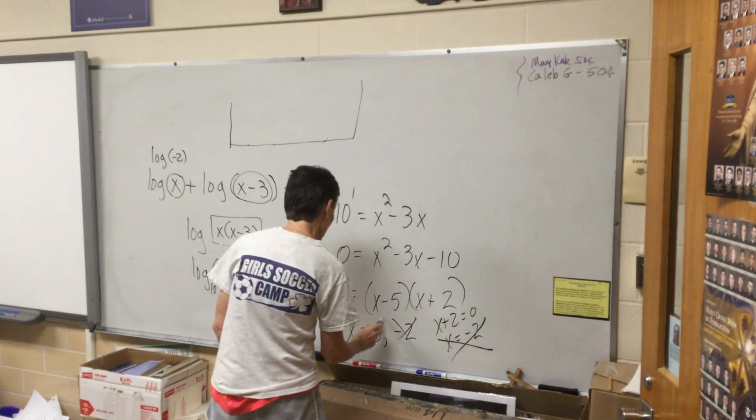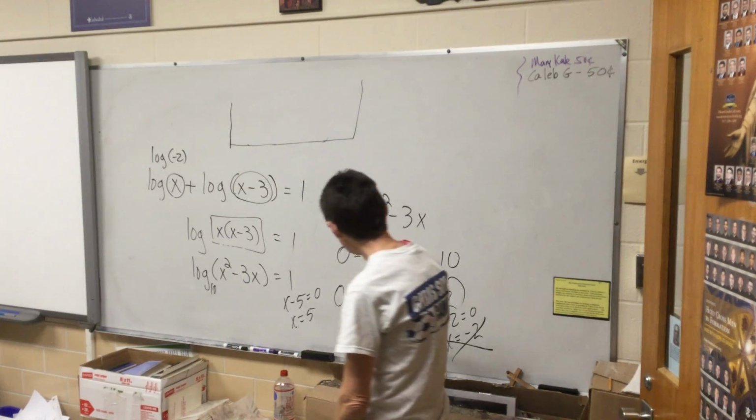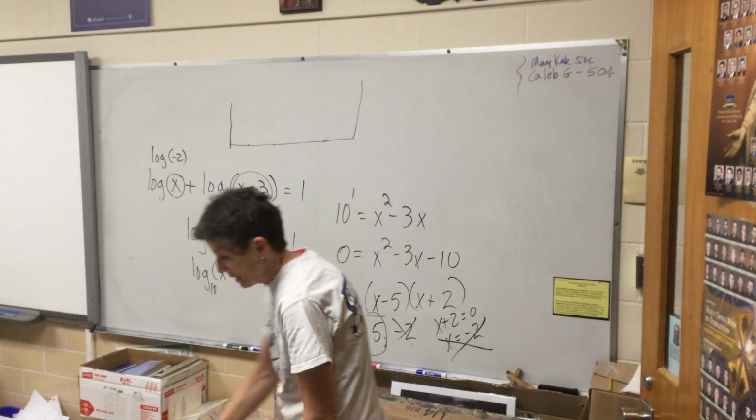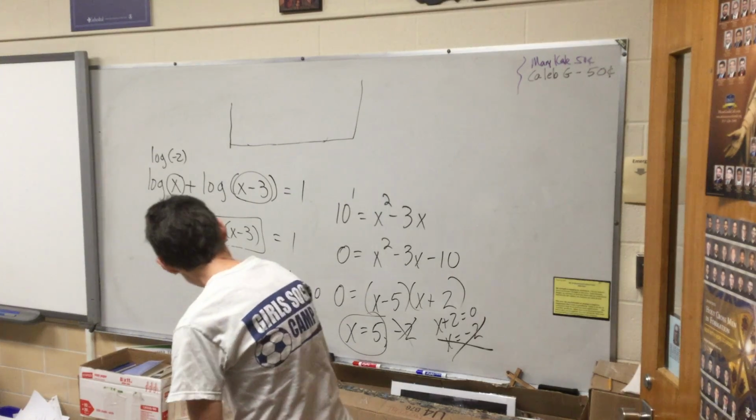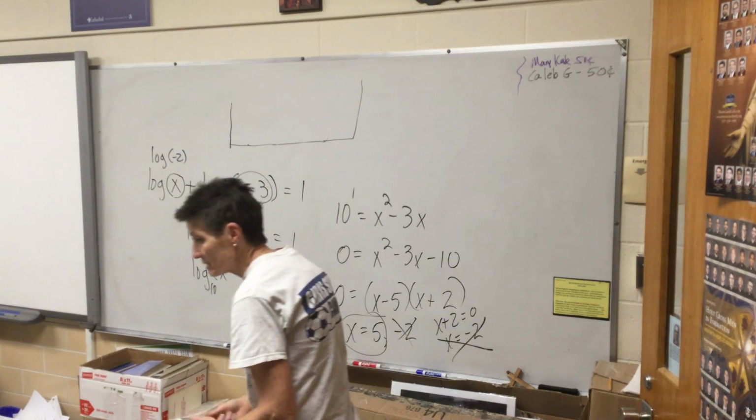Was that the 3.5 homework? We got to throw out the negative 2, and the only answer is 5.